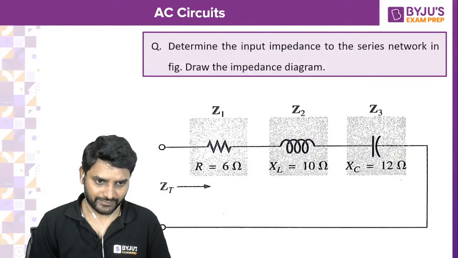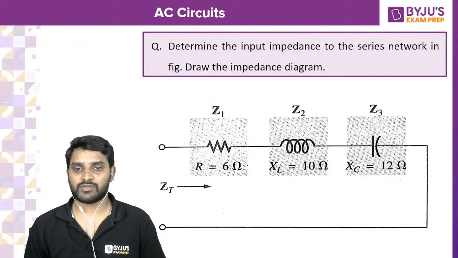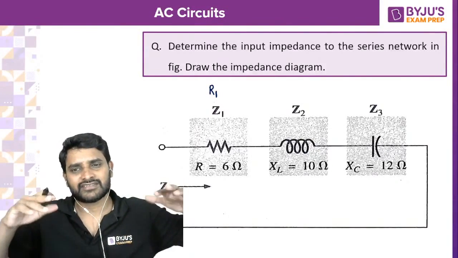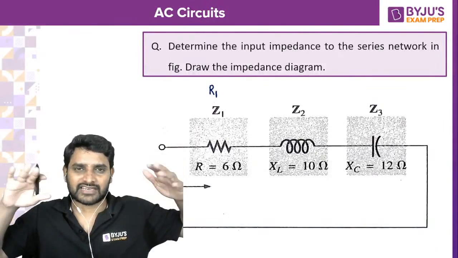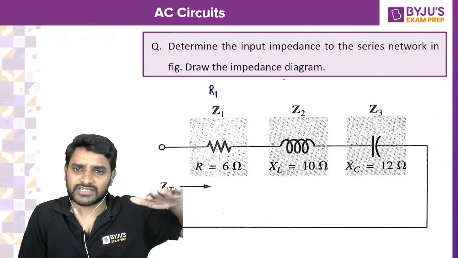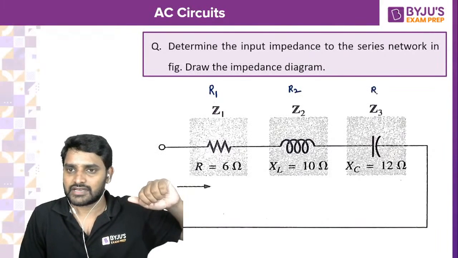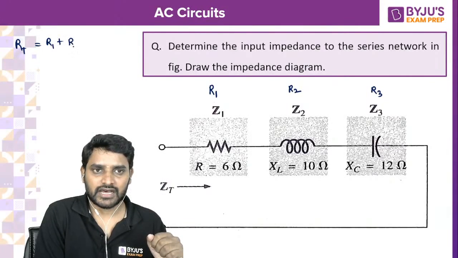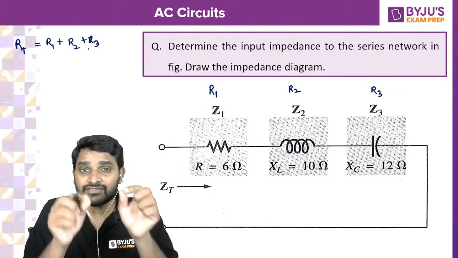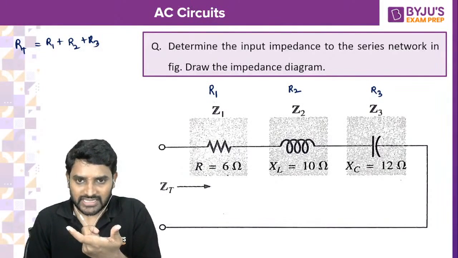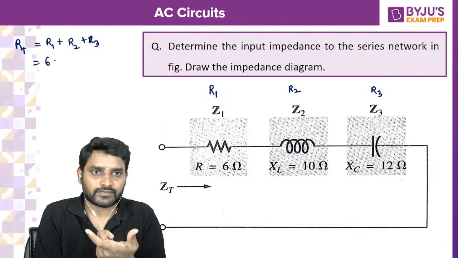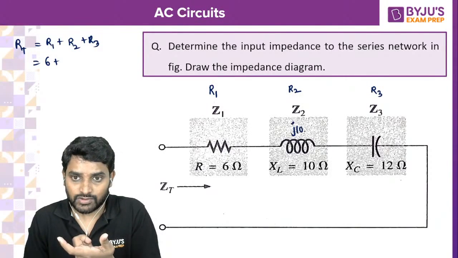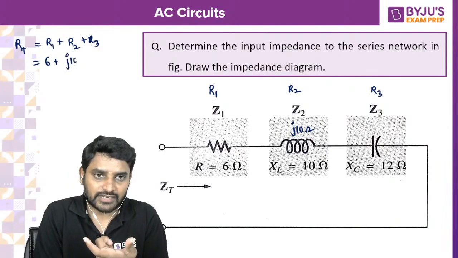Now look at this one. I have taken three components now. Do not simply neglect the inductive reactance, capacitive reactance and all those. Simply assume them as R1, R2, R3. Then the total resistance is simply R1 plus R2 plus R3. I have to take the oppositions. Here the opposition is 6 ohms. Next, the opposition here is not simply 10, it is j10 ohms. So simply write j10 ohms.